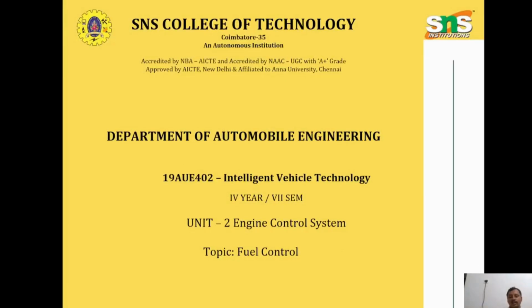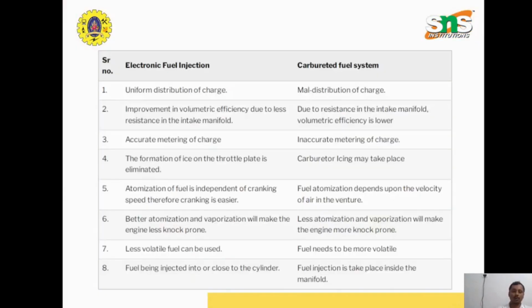Hello students, today we are going to see the case study of fuel control. This course is Intelligent Vehicle Technology, in the unit on engine control system. So let us move on to the case study. Before going into the case study, everyone should be aware of fuel control. So what is fuel control?